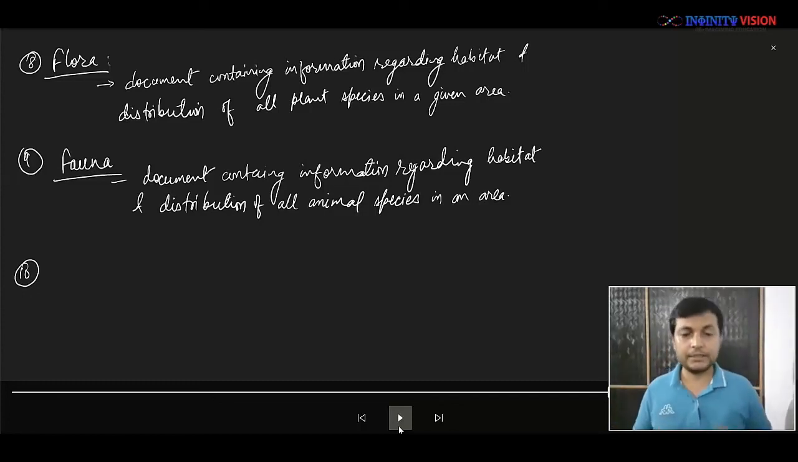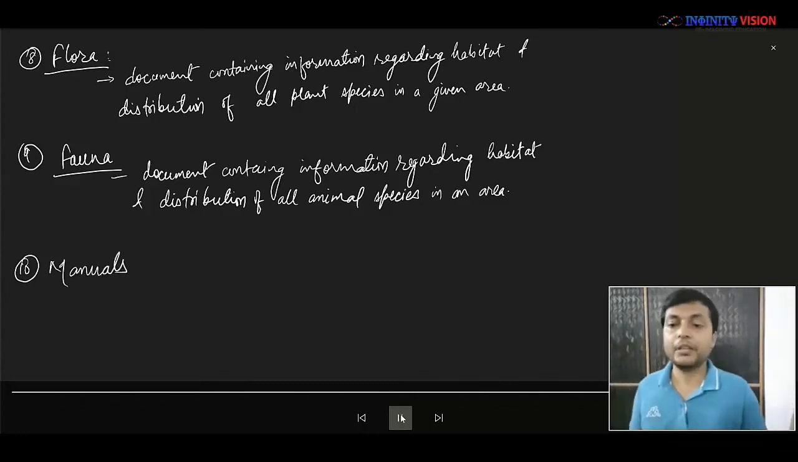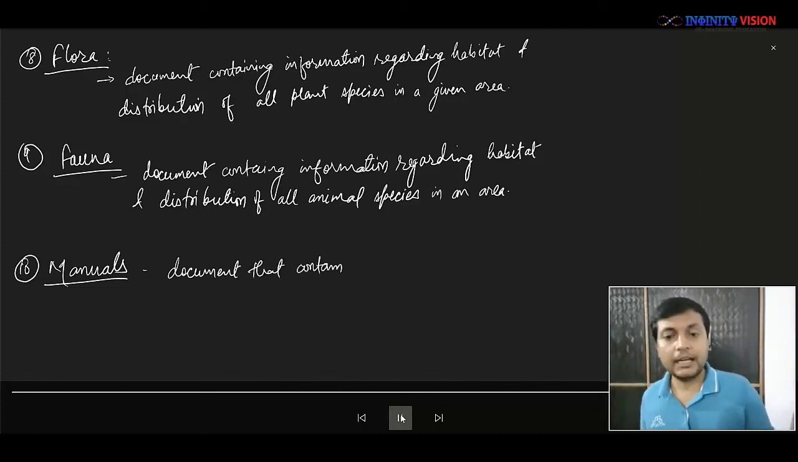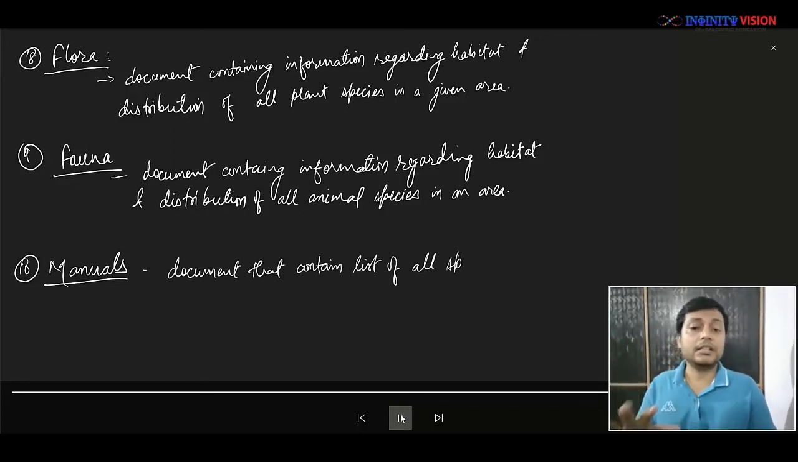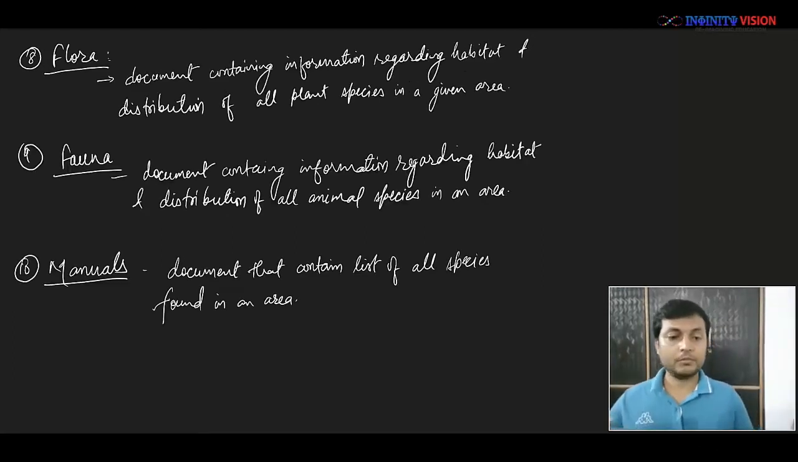Great. Now, the last taxonomical aid that we have to study in this chapter is the manuals. What is manual? Again, it is a document, and this document contains the list of all species found in that area. So what you can see here is manual is actually flora plus fauna, right? If you club both the flora and fauna, you will make a manual of that area.